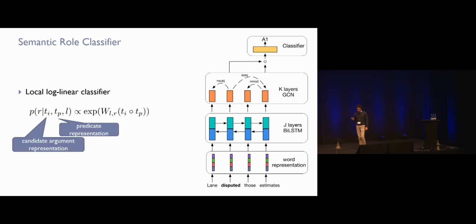On top of this, for our final semantic role classifier, we have a simple local log linear classifier that calculates the probability of a role given the candidate argument representation and the predicate representation as given by the syntactic GCN.